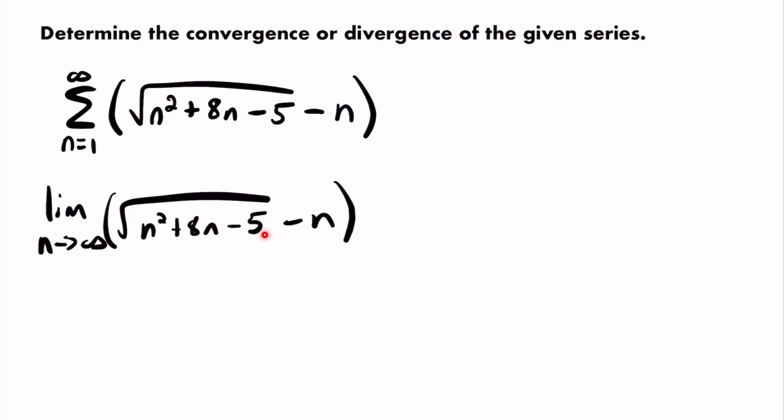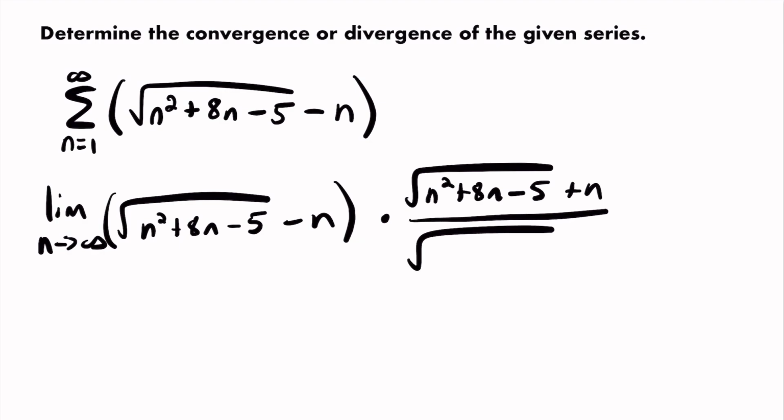Well, notice that in this expression here, we have a term with a square root, and then we're subtracting a term that doesn't have a square root. When you have an expression like this, something that can be helpful to do is multiply by a form of 1 of the conjugate of this expression. What I mean by that is instead of having the square root of n² plus 8n minus 5 minus n, we're going to multiply by a form of 1 where we have the square root of n² plus 8n minus 5 plus n. All right, so here's what that will look like. We'll have the square root of n² plus 8n minus 5 plus n divided by itself, so the square root of n² plus 8n minus 5 plus n.